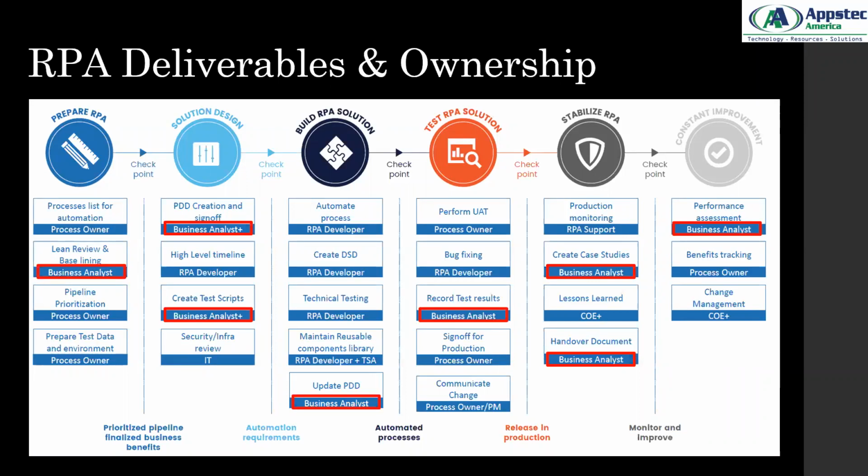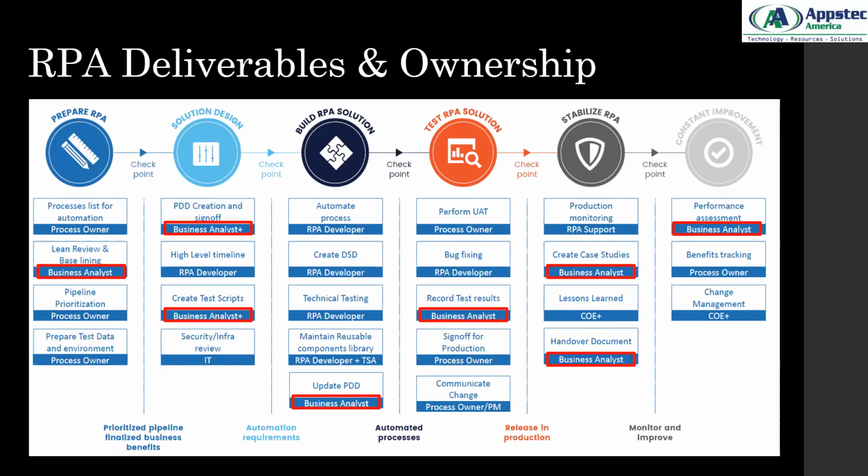Generally in the entire RPA lifecycle, we have 6 phases. The first phase is to prepare, where we try to get the requirements from the client and understand the process. We are in a phase of creating the process definition document, which is the PDD, right? The business analyst gets involved in the preparation of RPA as well, where we review and baseline the process. Then it comes to the solution design, where PDD creation and sign off happens, right?